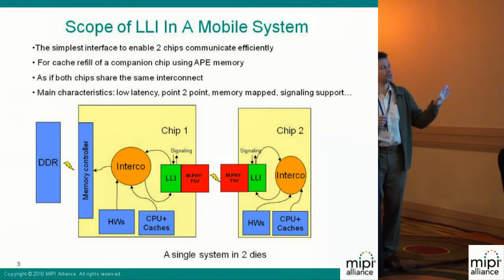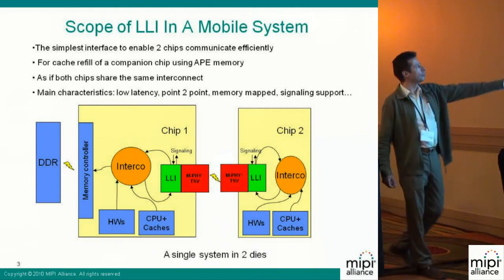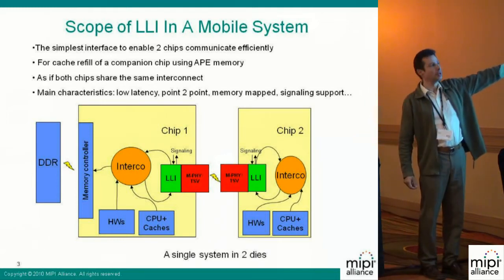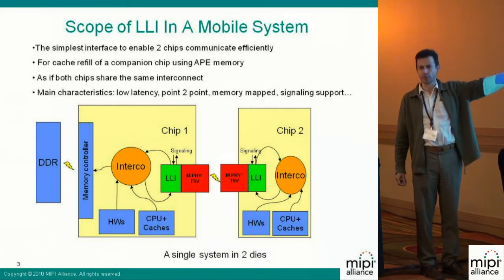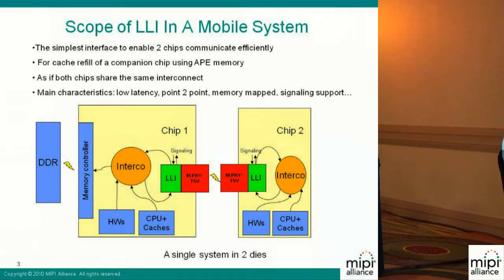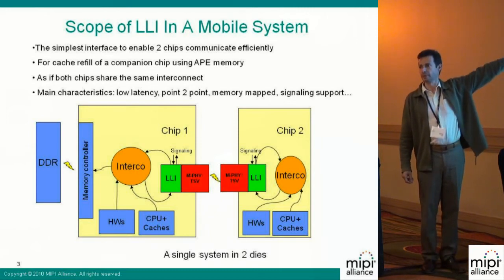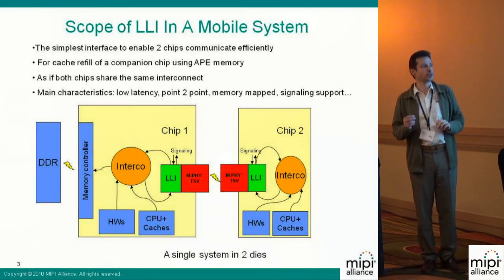We have a system here composed of two chips together, and we want to use a single DRAM that is shared between these two chips. So what we want to do here is to allow the CPU of chip 2 to refill its cache from this shared DRAM. It is the main purpose of LLI.